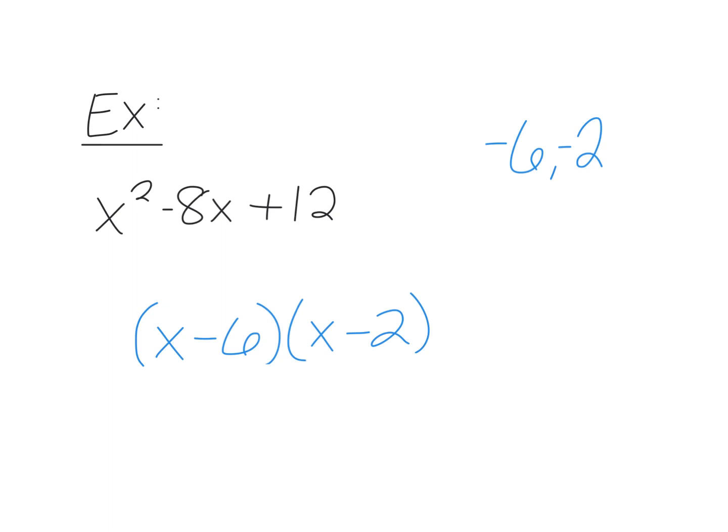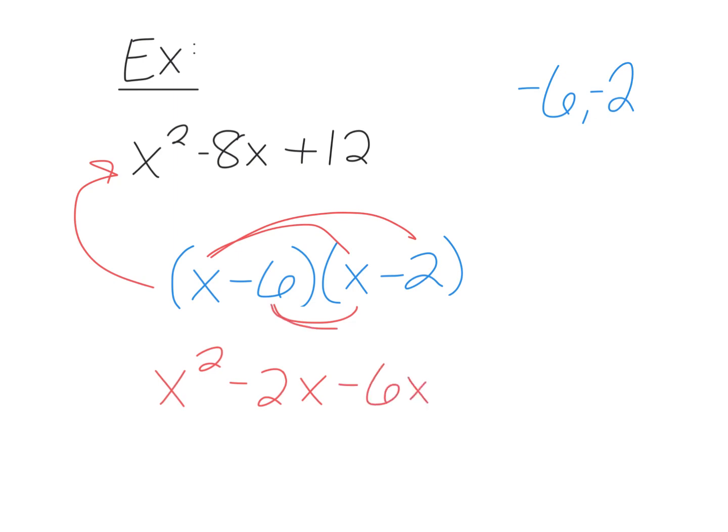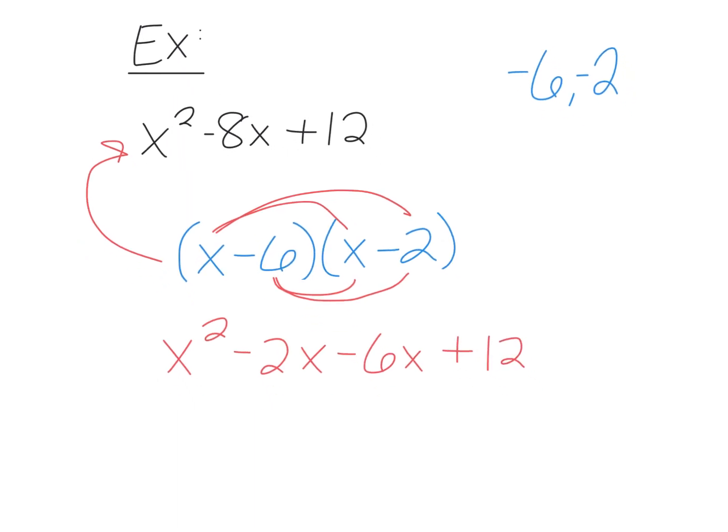So let's FOIL it back out to make sure we match what we have here. So we have x times x, x to the second, and then we have x times negative 2x. Sorry, I just told you what the answer was. Negative 2x, negative 6 times x, negative 6x, negative 6 times negative 2, positive 12, right? And then what's my last step to simplify?